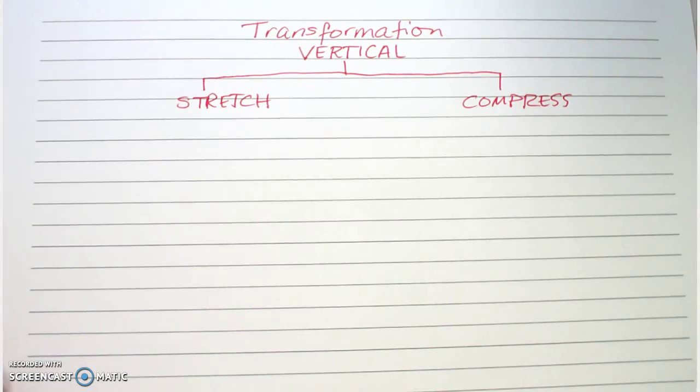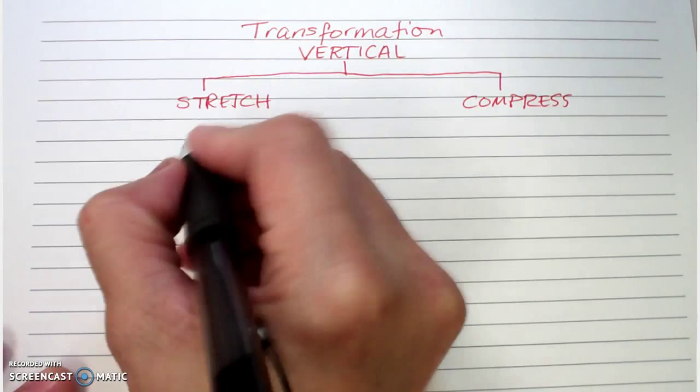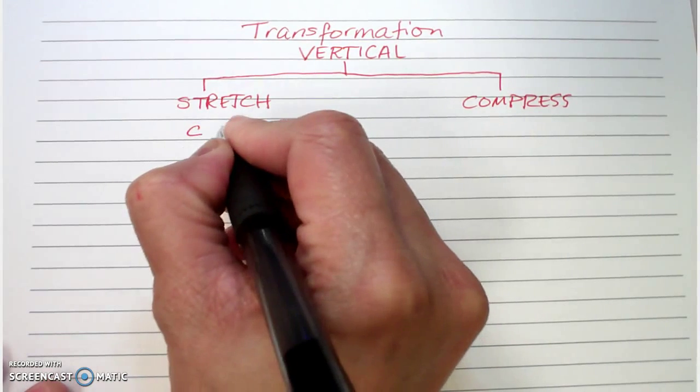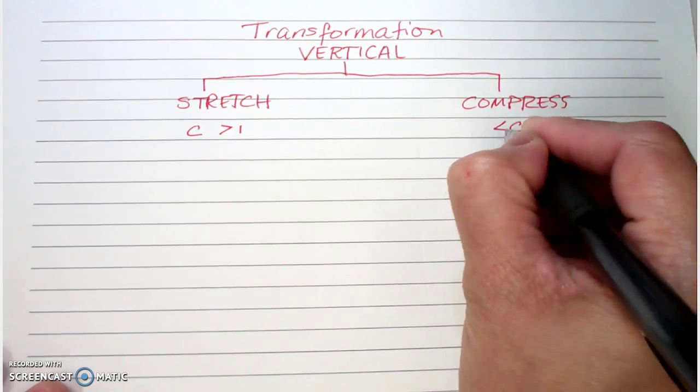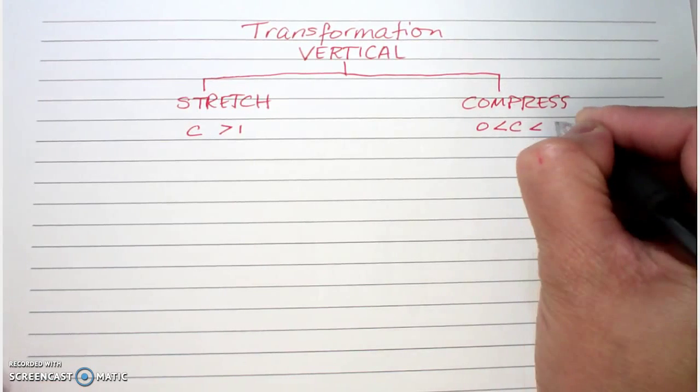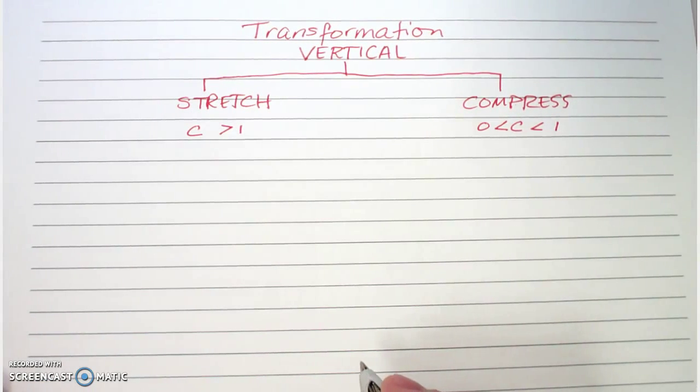The next topic I'm going to discuss with you is the transformation involving stretch and compress. This happens when you multiply a number to your function. Stretch happens when your number is greater than 1, and compress happens when your number is greater than 0 but less than 1. So let's have an example.